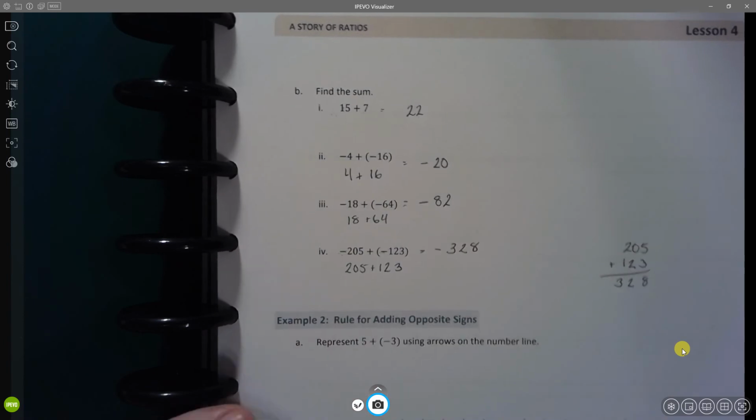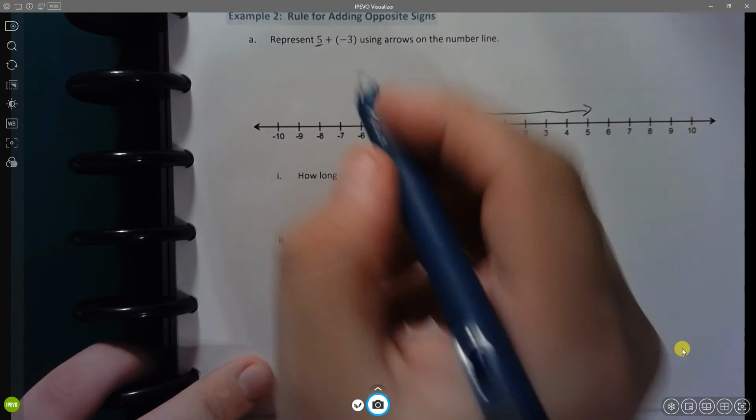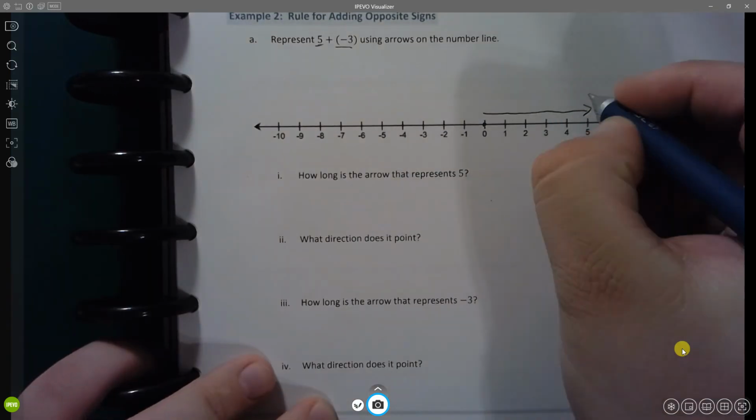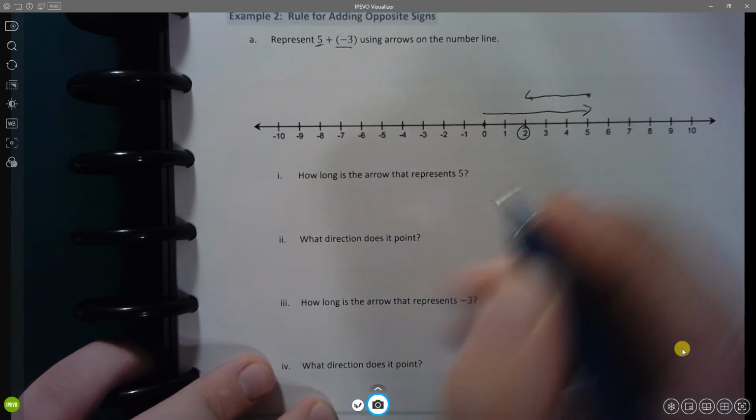Continuing on, we've got part A for example 2, rule for adding opposite signs. Represent 5 plus a negative 3 using arrows on the number line. We always start at 0, so I'm going to go 5 units to the right because it's a positive 5: 1, 2, 3, 4, and 5. My next number is a negative 3. Starting at a positive 5, I'm going to go 3 units to the left because it's negative: 1, 2, 3. My answer is a positive 2.